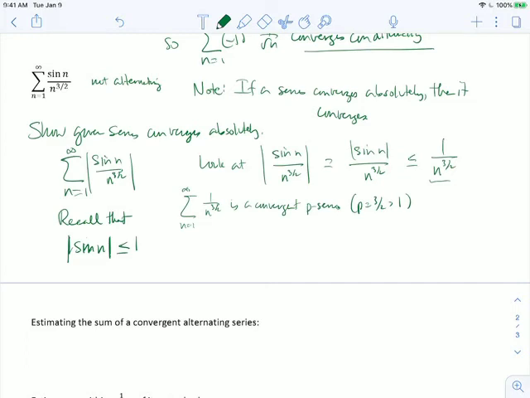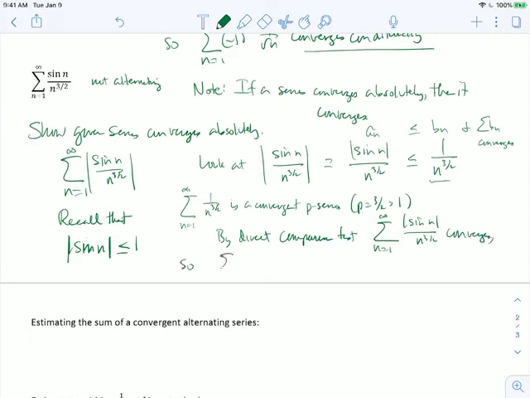So let's think about this. I've got a sub n here, which I'll call the absolute value of sine n over n to the 3/2, less than or equal to b sub n, and summation b sub n converges. That actually sounds like the direct comparison test. And so what we get to conclude then is, by the direct comparison test, summation n equals 1 to infinity absolute value of sine n over n to the 3/2 converges.